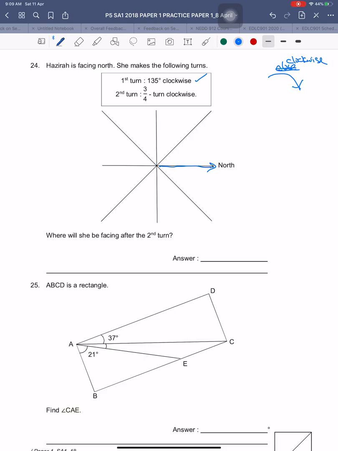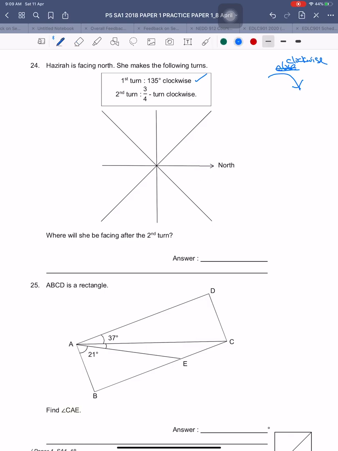First thing first, you need to understand that for this, because this whole thing is 90, that means every turn here is 45. You need to understand this part. This is important. Every turn here is actually 45. So I erase this.